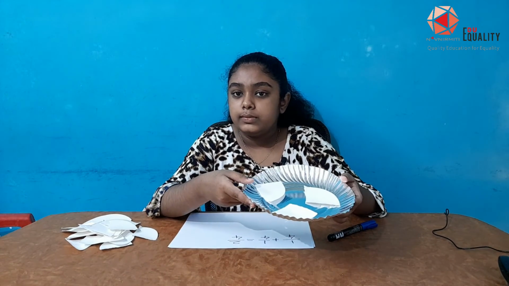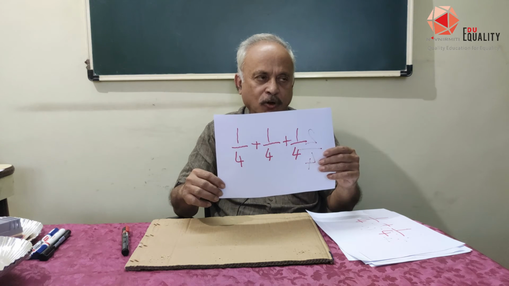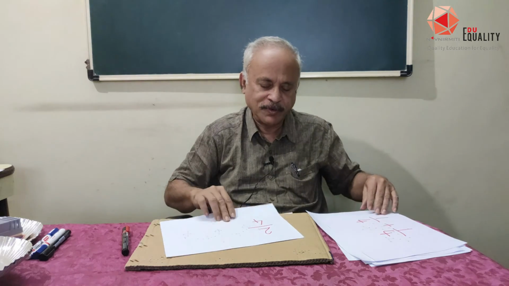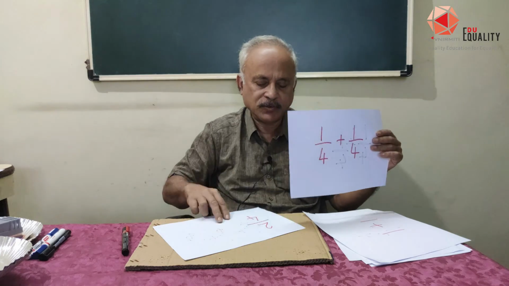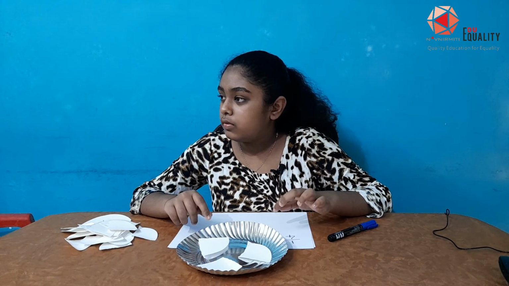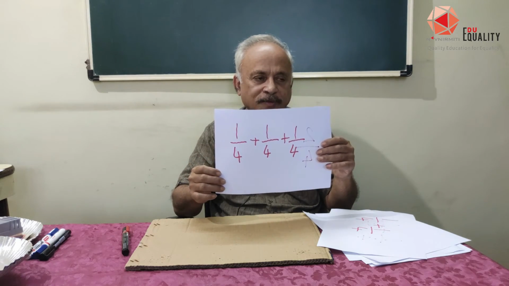Show it. So this is the long form. And what is the short form? How will I write this in the short form? See, this was the long form, and this was the short form. 3 by 4. So this will be 3 by 4. So write it. Write the short form.